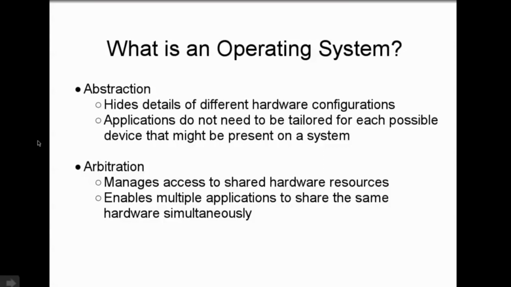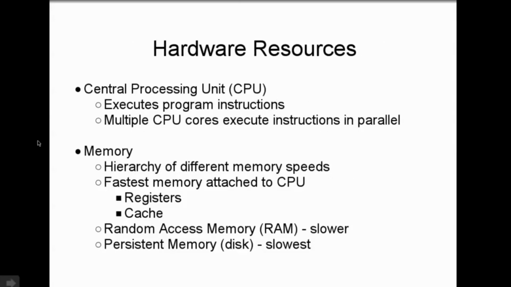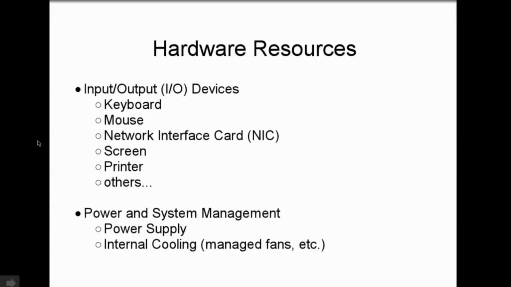Arbitration means that the operating system manages access to shared hardware resources so that multiple applications can run on the same hardware at the same time without interfering with one another. Now, these hardware resources that need to be managed include the CPU, the hierarchy of memory, all the input-output devices on the system, and to some degree, the power and system management features of the system. Many of these features are handled directly by the hardware, but the operating system is involved, particularly in energy conservation.